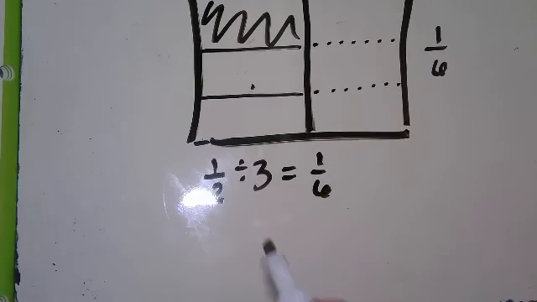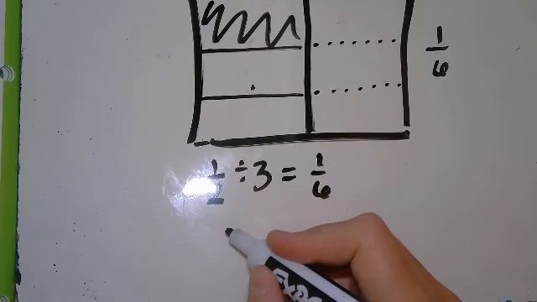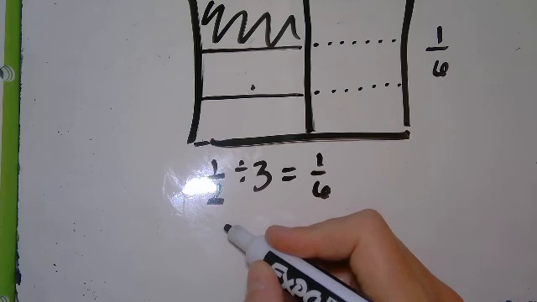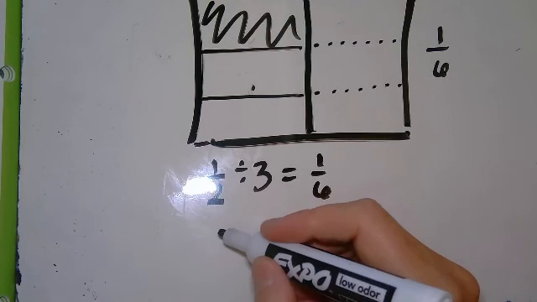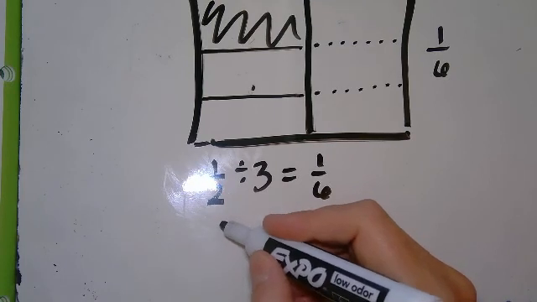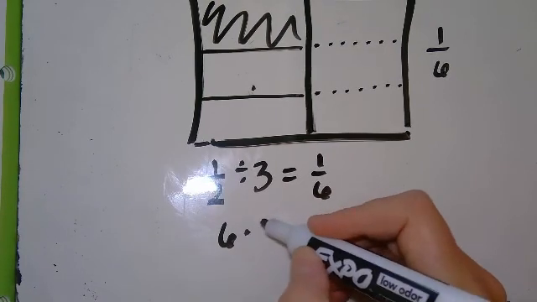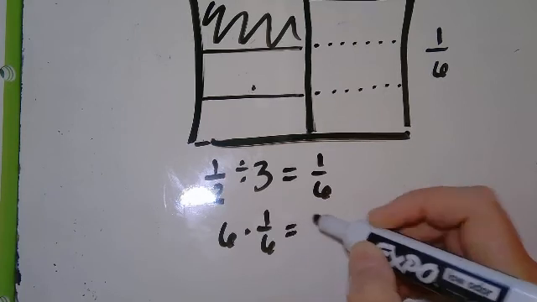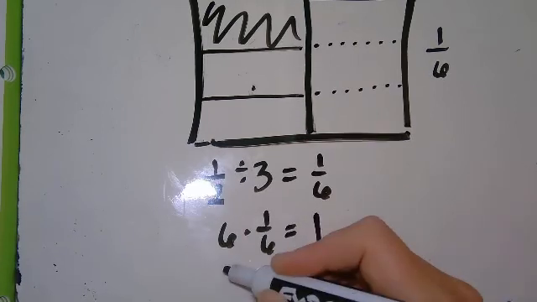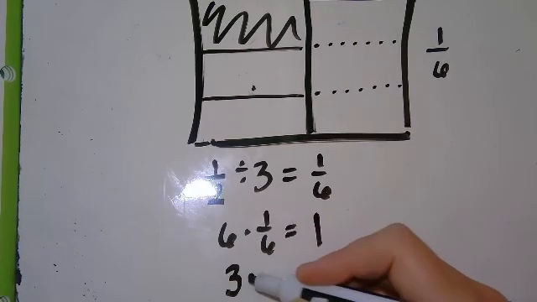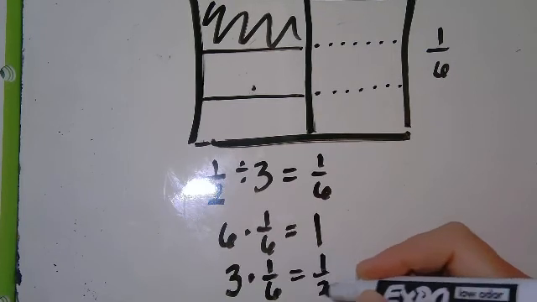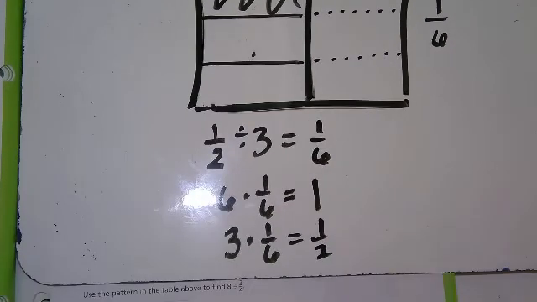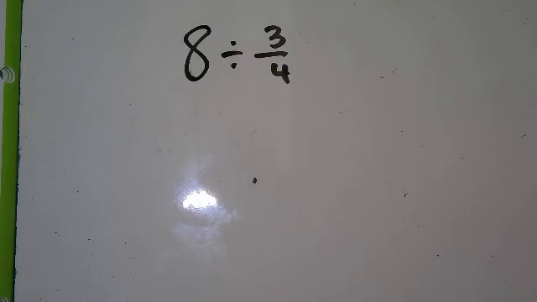And to check myself, I want to know that if I have 6 pieces and each piece is a 6th, then I'm going to get the whole cake. Or if I have 3 pieces and each piece is a 6th, then I'm getting a half of a cake. All right, one more.